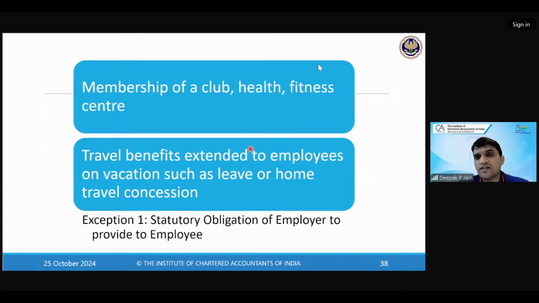Then other services are in relation to membership of a club, health, fitness center, which is of course not available. And travel benefits extended to employees on vacation, such as leave or home travel concession. That is leave travel concession. Whatever charges are paid for that, also credit is not available. Same exception: if there is a statutory obligation of an employer to provide it, then it is allowed. Otherwise, all of this, membership of a club, health, fitness center, travel benefits extended to employees on vacation, such as leave or home travel concession, again credit is not available.